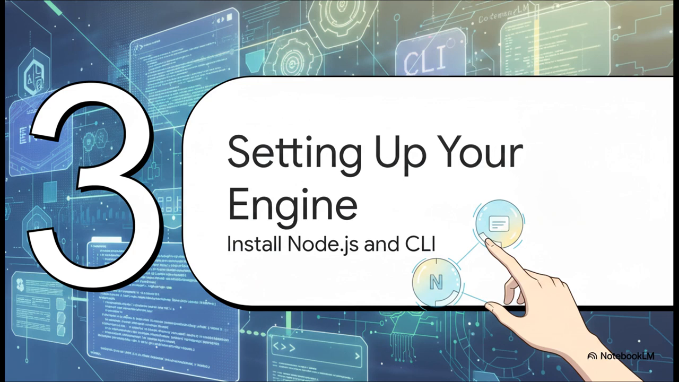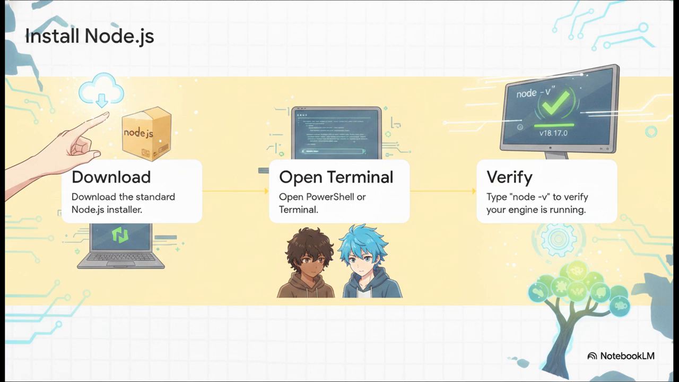All right, Section 3, Setting up your engine, installing Node.js and the CLI. First things first, we need to install Node.js. If you don't already have it, just search for Node.js online and download the standard installer for Windows or Mac. It installs exactly like any other normal program. Once it's installed, we want to pop the hood and make sure the engine is actually running. So open up PowerShell on Windows or Terminal on a Mac. In that text window, simply type node -v and hit enter. If it spits back a version number, congratulations, your engine is officially running.